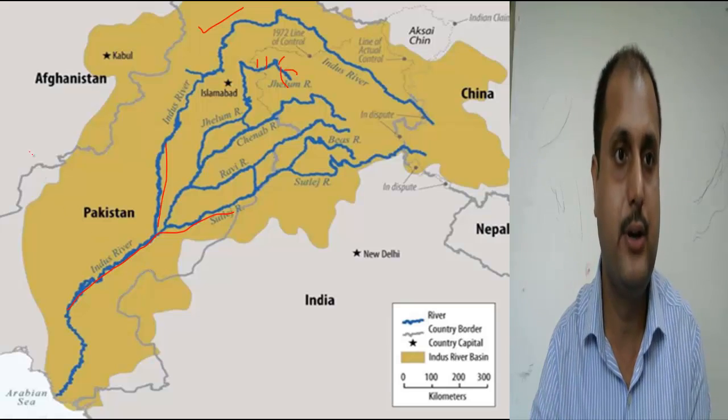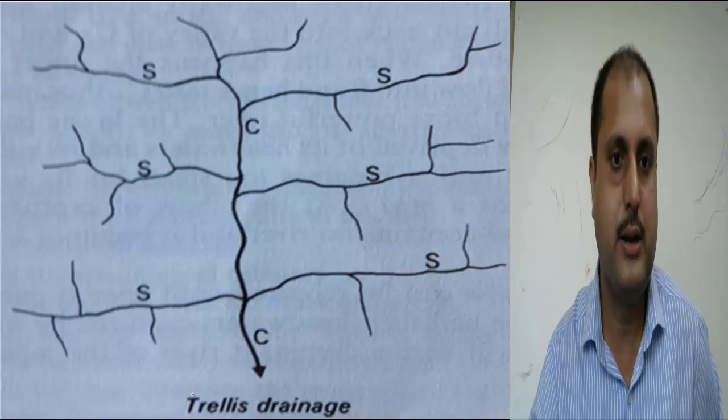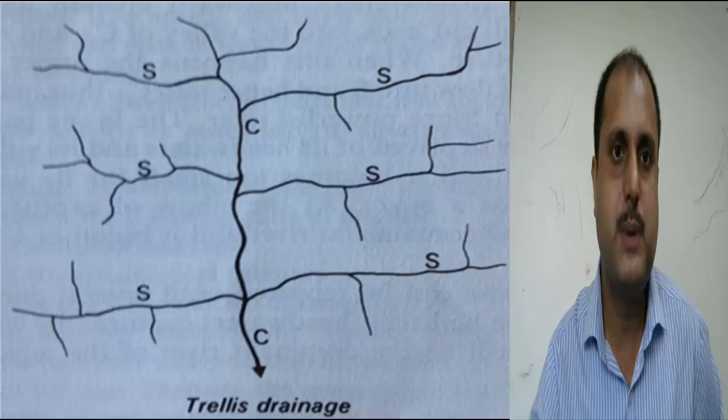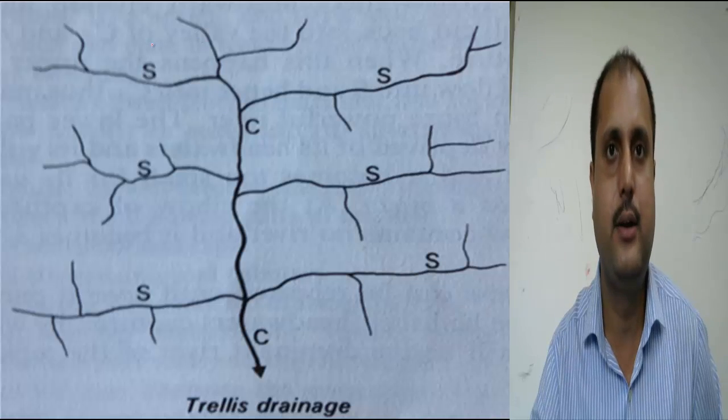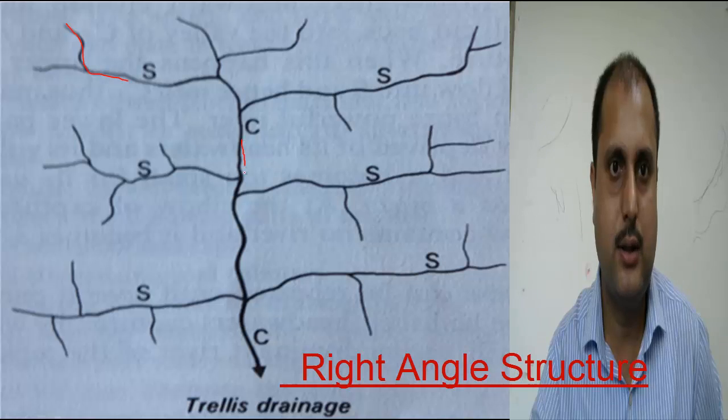So I hope that the dendritic pattern is clear for everyone. Now see the next one. It is called the trellis pattern. The trellis pattern will make an angle of 90 degrees. It will always make a 90 degree angle around. So here you can see this is another angle, and this is another angle.